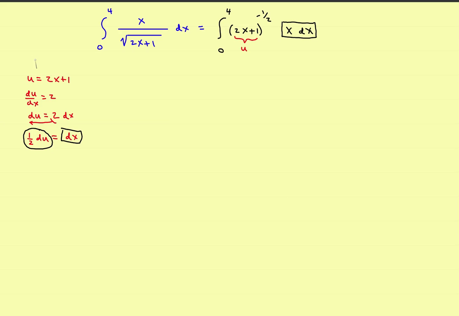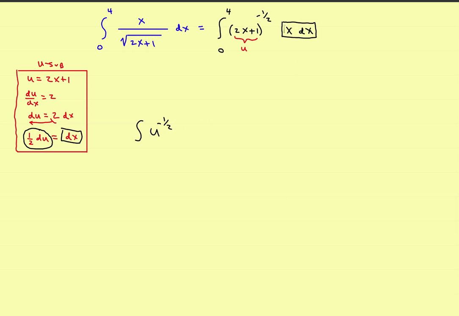And just like on all the other ones, we'll go ahead and put a little box around this thing. So there's the first substitution. So there is the U substitution. Now when you plug that in, here's what you come up with. This is going to be the integral of U to the negative 1/2.